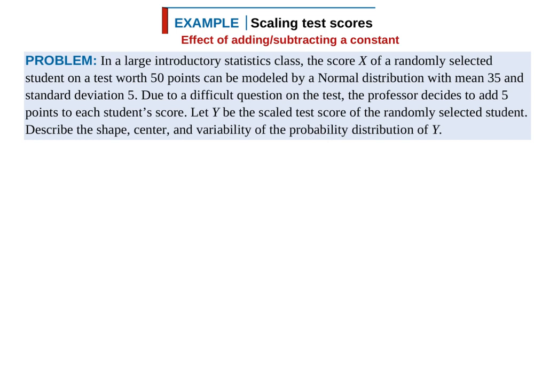So now let's take a look at an example of a reason why you might want to add or subtract a constant from a probability distribution. So let's talk about scaling test scores, which I'm sure you're very well aware of as a student. The problem says, in a large intro stats class, the score X of a randomly selected student on a test that's worth 50 points can be modeled by a normal distribution with a mean of 35 out of 50 and a standard deviation of 5, also out of 50. Due to a difficult question on the test, the professor decides to add 5 points to each student's score. So let's make Y the scaled test score of the randomly selected student. Let's describe the shape, center, and variability of the probability distribution of Y.